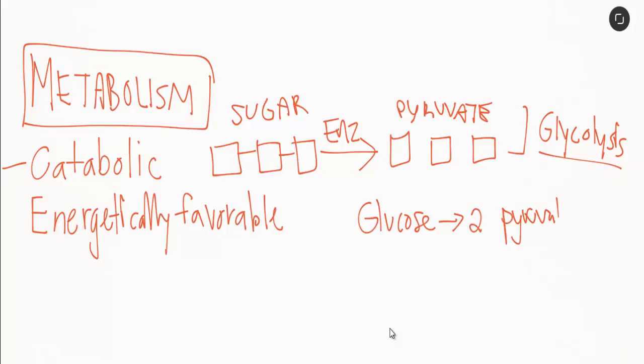Now you might be wondering, how are we doing this? It's going to be a 10-step reaction, basically. There's going to be 10 different reactions that go on. The whole process is 10 steps, and we're basically going from a 6-carbon glucose, and then we're breaking that down into 2 3-carbon molecules.